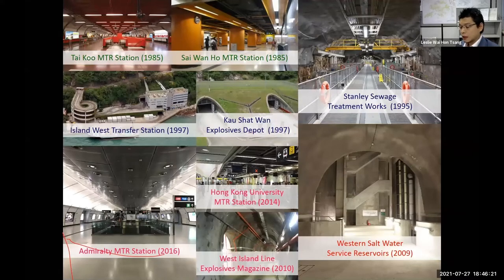Another important pioneer project is the Western Saltwater Service Reservoir, which was relocated into the cavern to make room for the Hong Kong U campus expansion. In recent years, as the railway network keeps developing, there were a lot of cavern stations such as Admiralty Station and the Hong Kong University Station. These are all important projects.